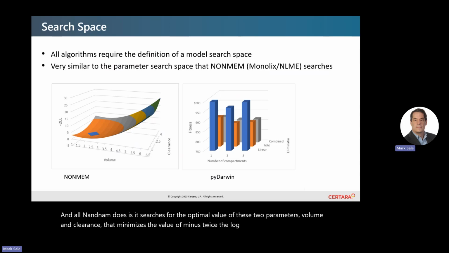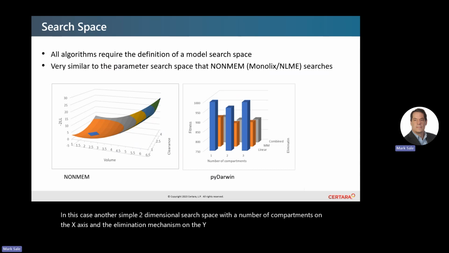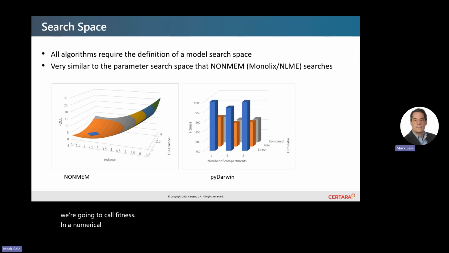The analogy for a model search in PyDarwin, in this case, is another simple two-dimensional search space with the number of compartments on the x-axis and the elimination mechanism on the y-axis. Now, on the vertical axis is a quantity we're going to call fitness. Again, a numerical quantity. And so very analogous to minus twice the log likelihood that NONMEM optimizes on, we're going to optimize on the fitness.